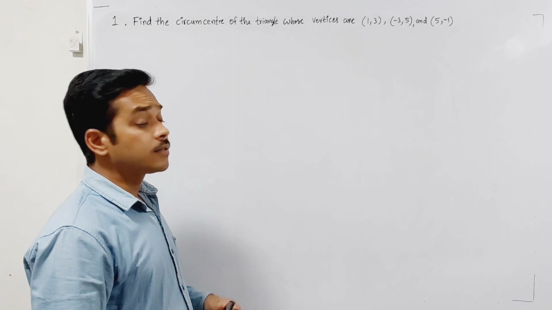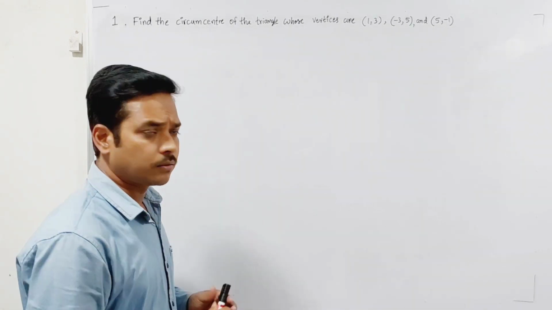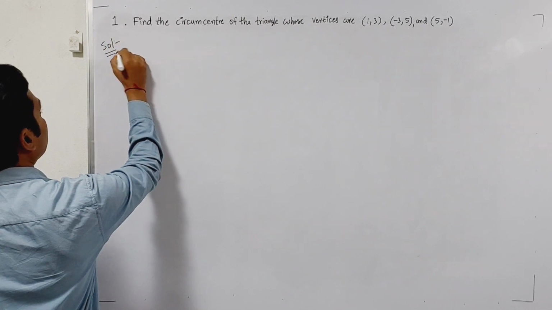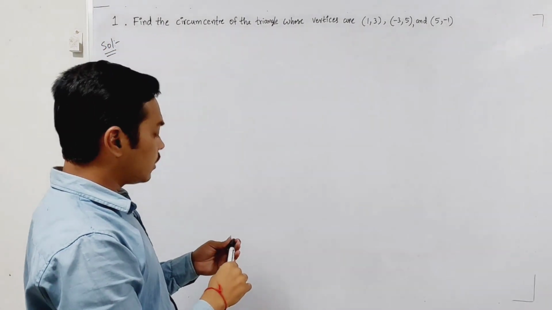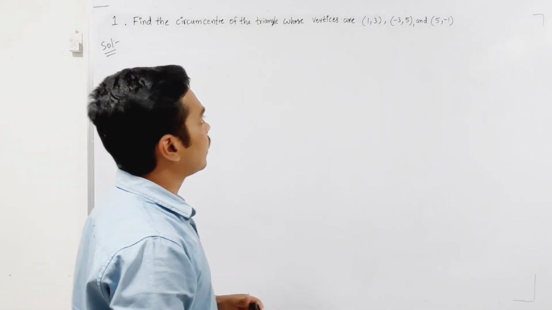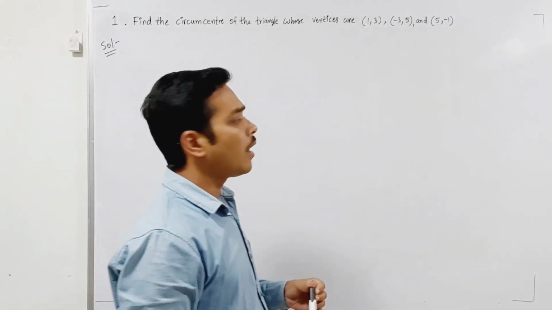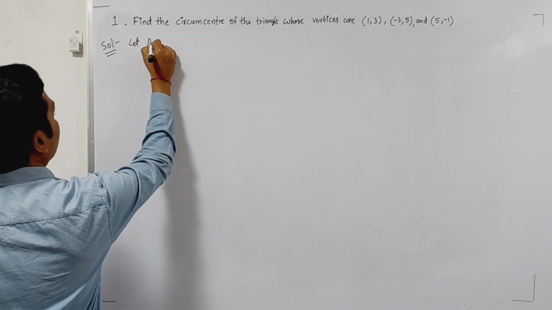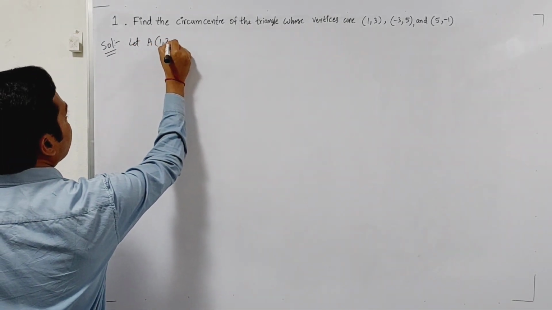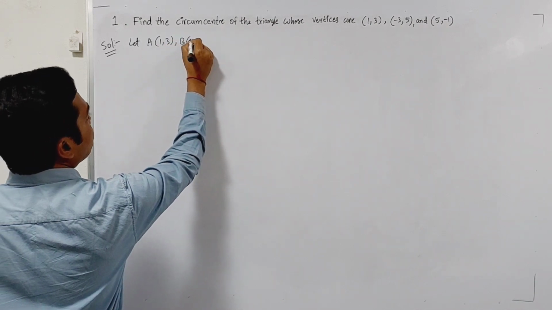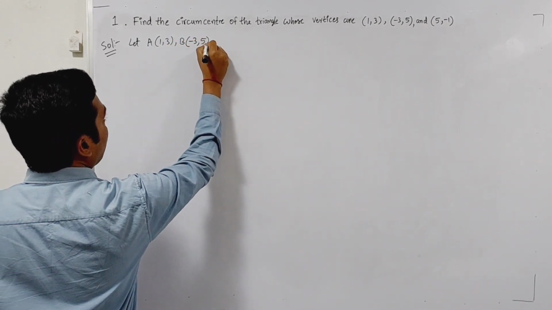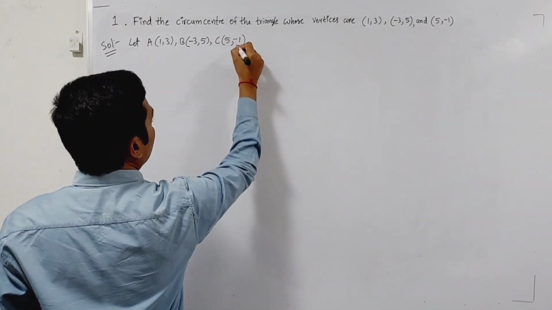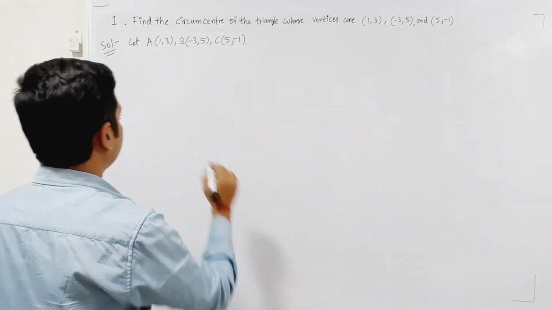First problem on circumcenter by using first method. Okay. Given question is: find the circumcenter of the triangle whose vertices are (1, 3), (-3, 5) and (5, -1). Let A(1, 3), B(-3, 5) and C(5, -1) be the three vertices of the triangle.